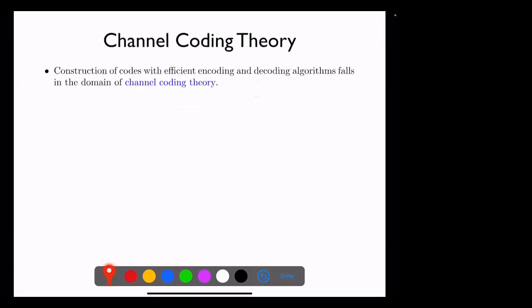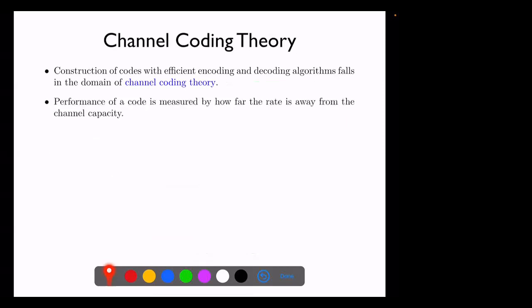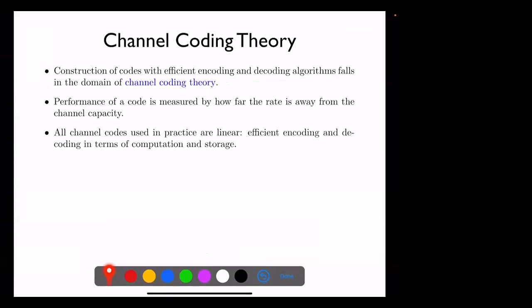And there is another discipline which is closely related to information theory called channel coding theory. As I mentioned, random code construction is not a good idea to obtain a practical code. So in channel coding theory, people are concerned about finding codes that are practical, and in real practice, all codes are linear because these codes have efficient encoding and decoding in terms of computation and storage.